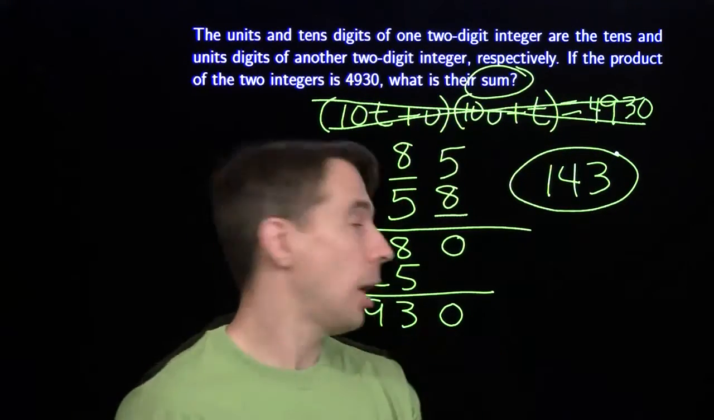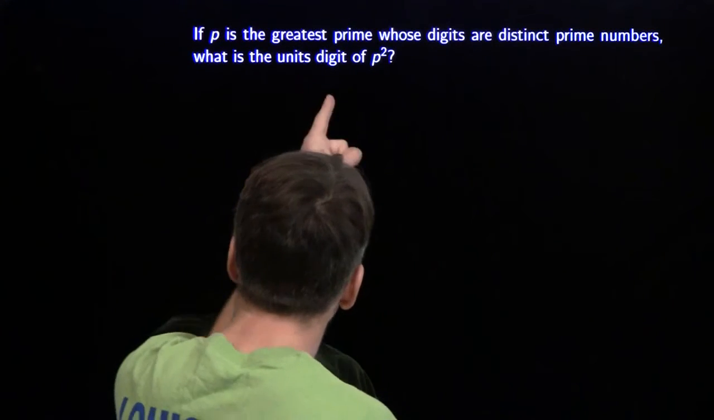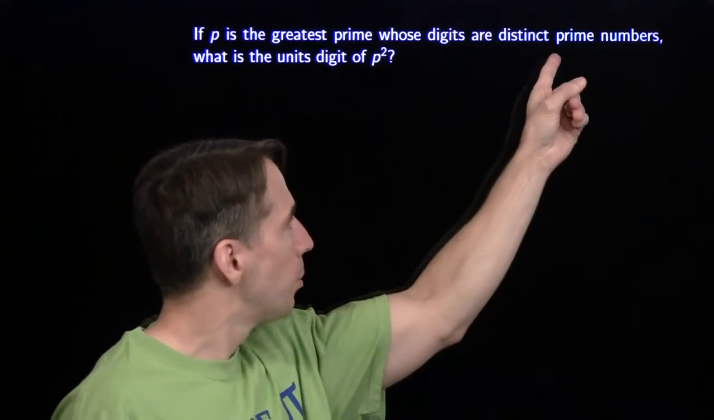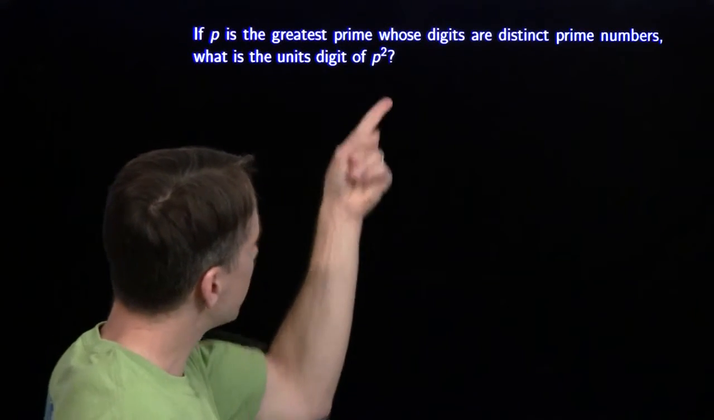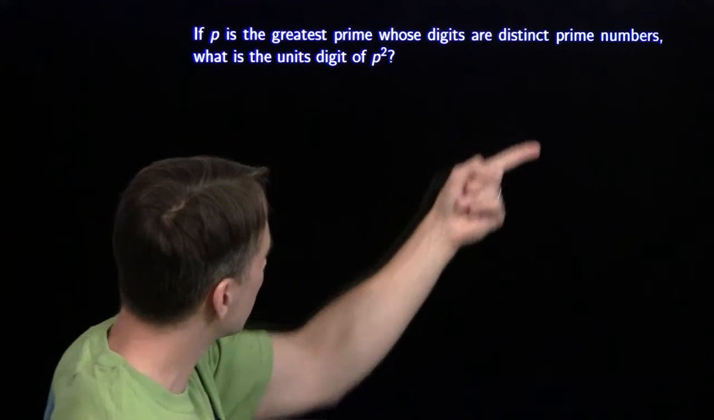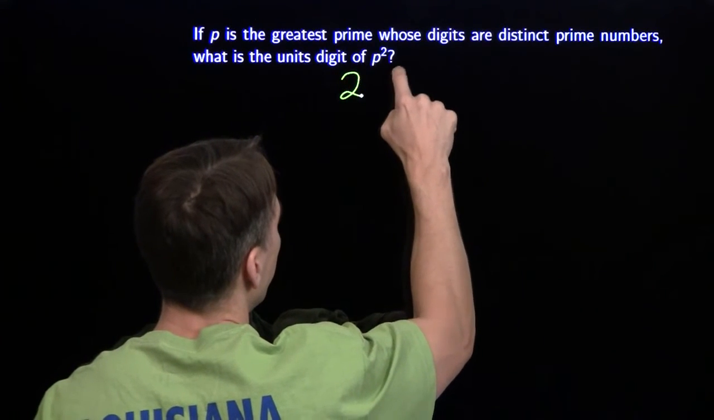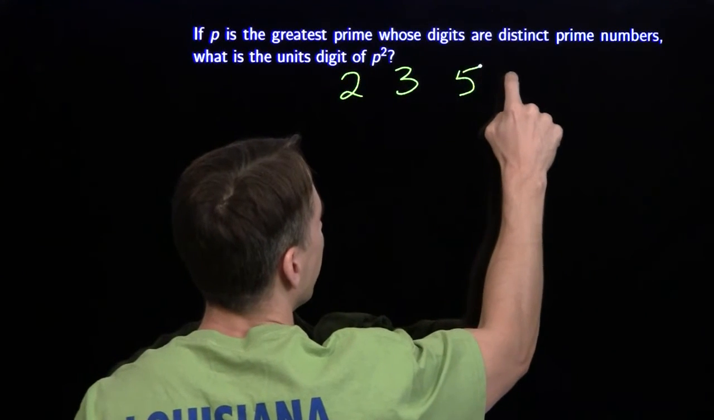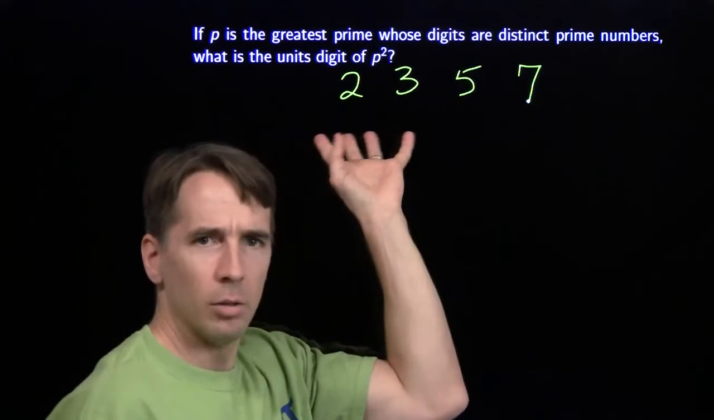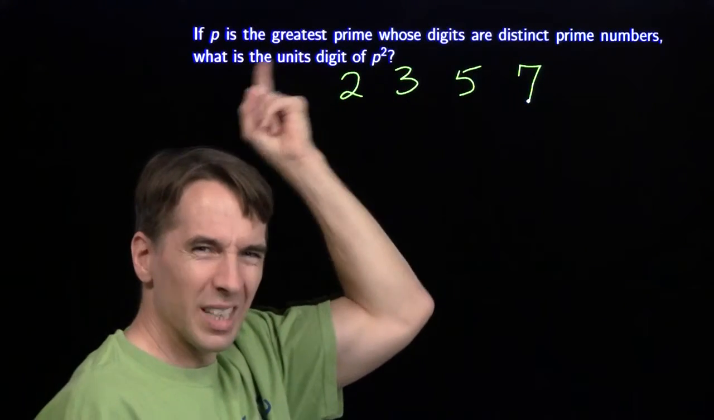Now I've got one more problem to go before I get to eat some pie. All right, here we go. P is the greatest prime whose digits are distinct, that means different, prime numbers. We want the units digit of P squared. Well, let's see, the digits are distinct prime numbers, so that means the digits have to be 2, 3, 5, and 7. So I have to look at all the numbers I can make out of these 4 digits. That's a lot of different numbers. I want the largest one that's prime.